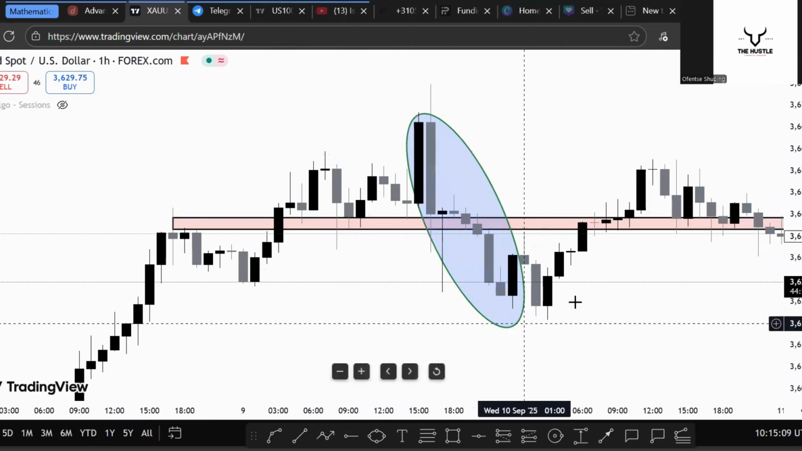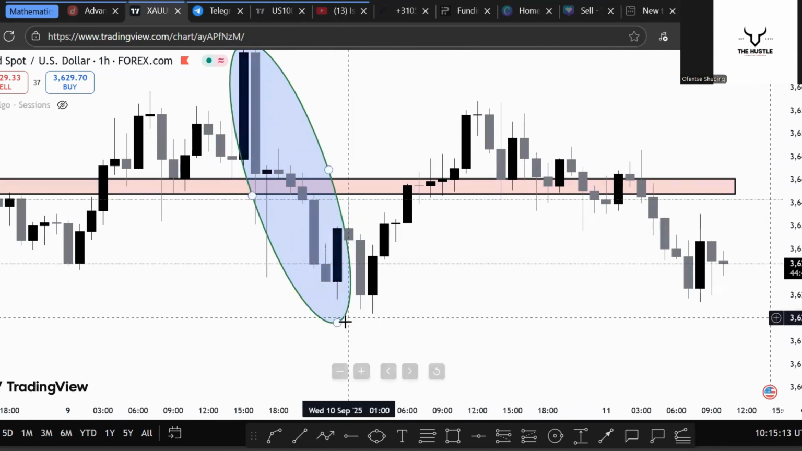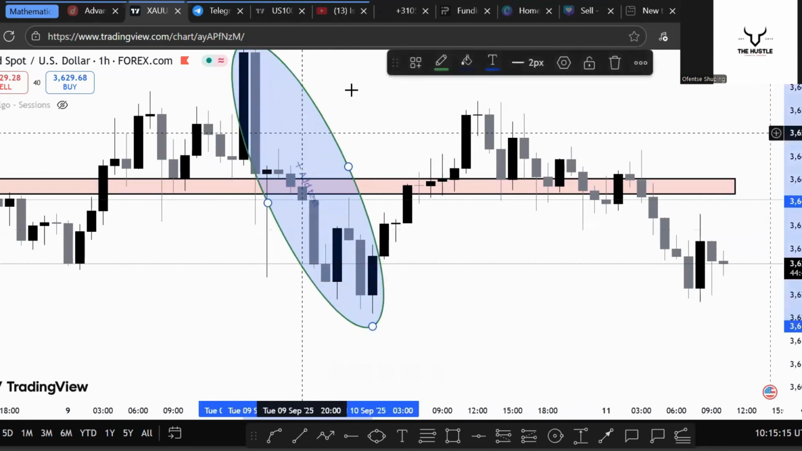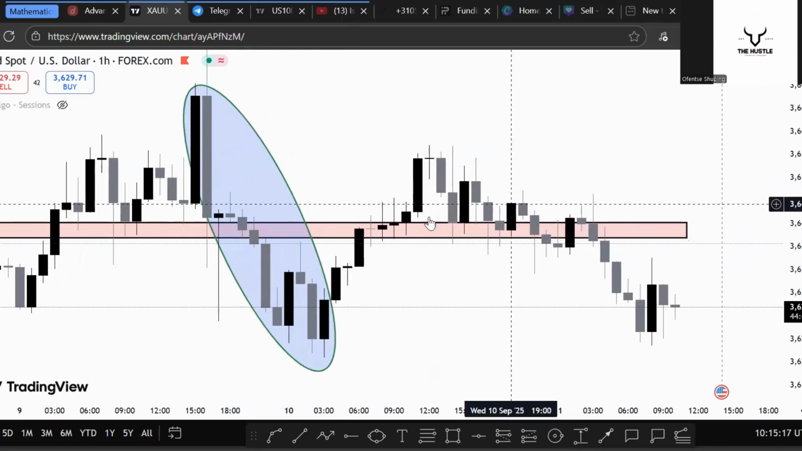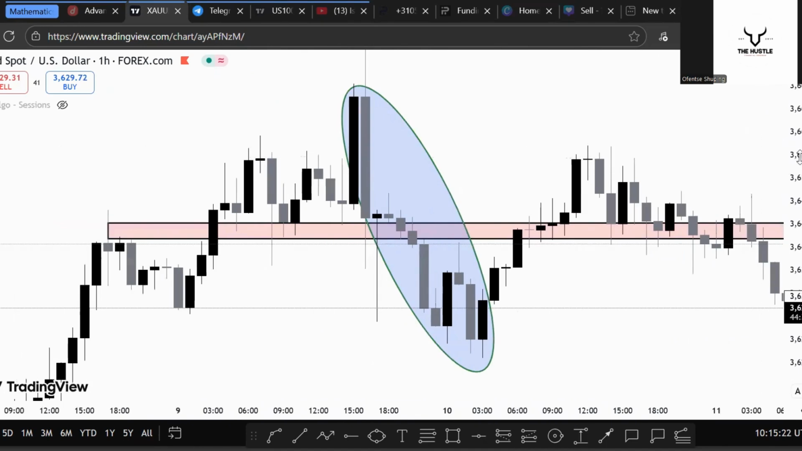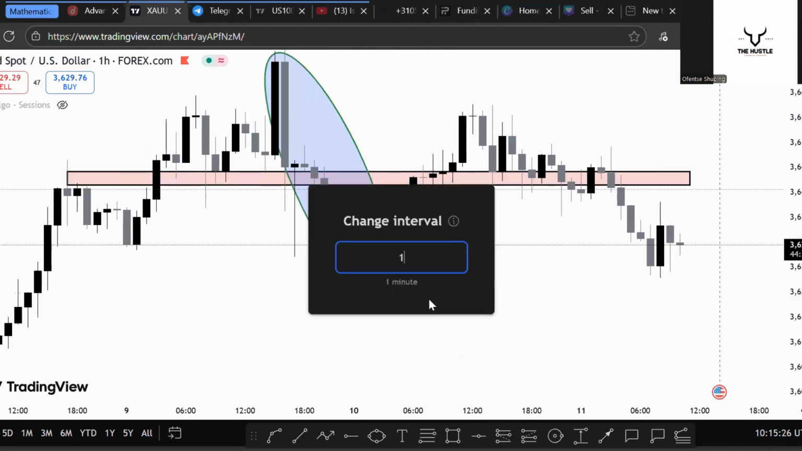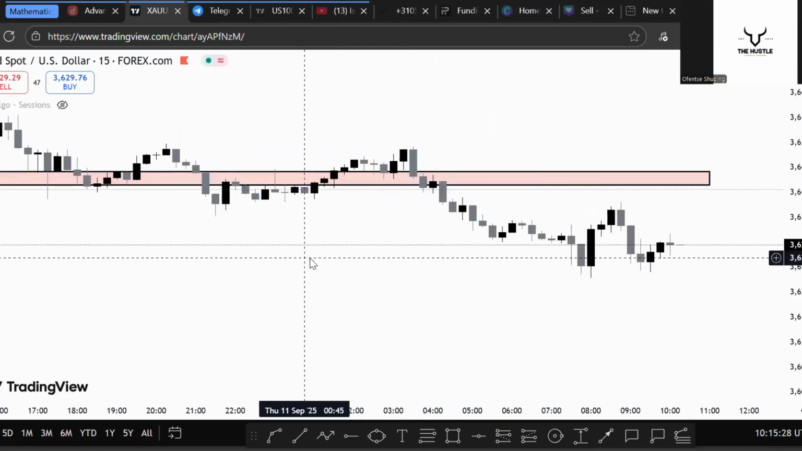It broke that higher low, creating a lower low, right? So now we have to wait for the correction. You have to wait for the market to correct. And where did I say that you find a correction? You usually find a correction on a 15-minute or the 5 minute, but usually on the 15 minute. So let's go down to the 15 minute. Let's see what the correction is like.